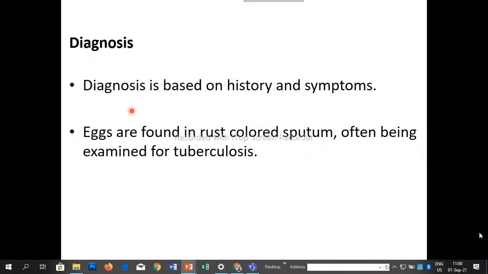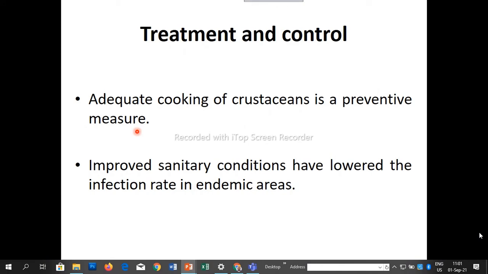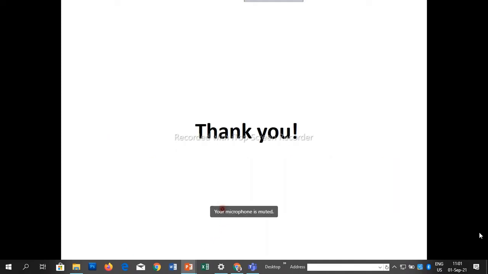Diagnosis can be based on history, and eggs can be found in sputum, often being examined for TB because the symptoms are similar to those of TB. Treatment and control: adequate cooking of crustacean is a preventive measure. Improved sanitary conditions have lowered the infection rate in endemic areas, and praziquantel can be used as treatment.